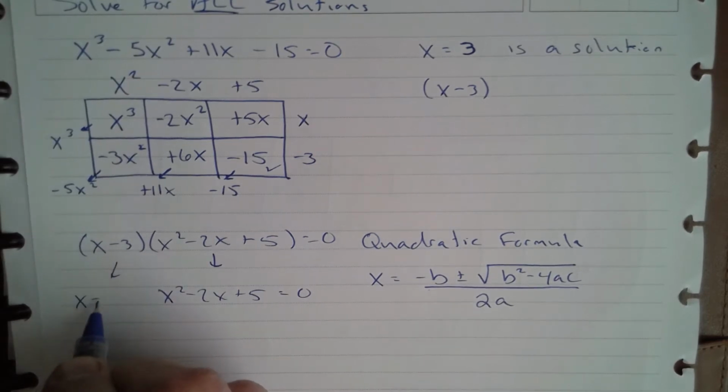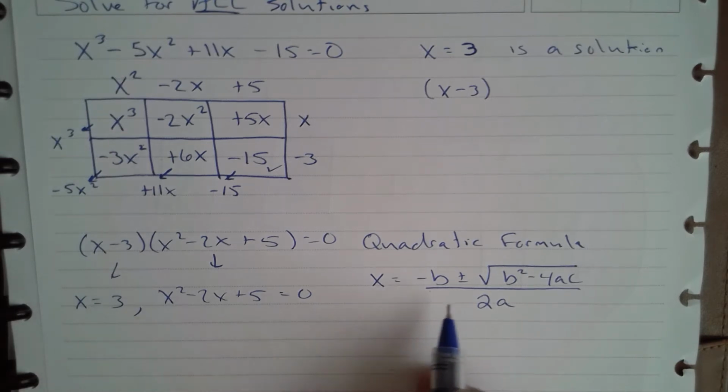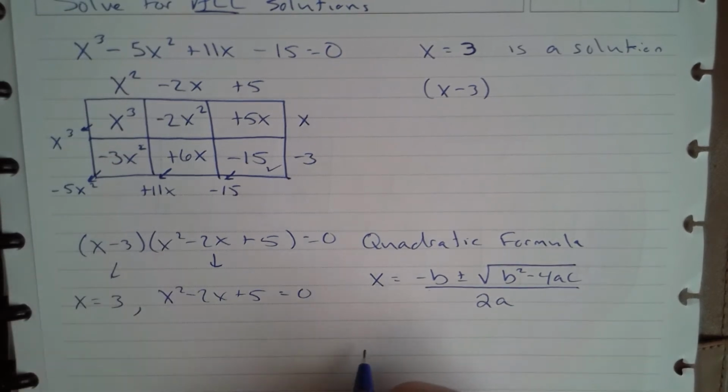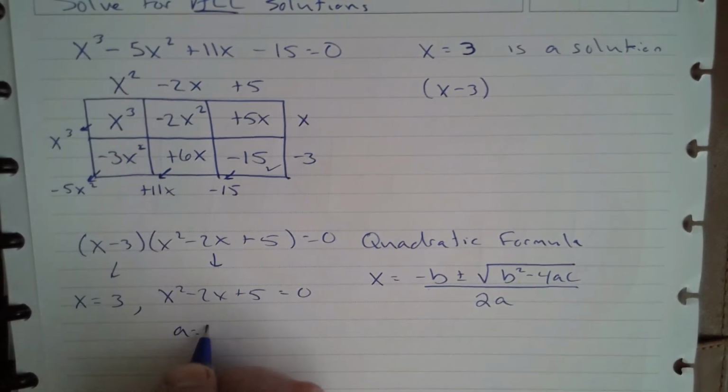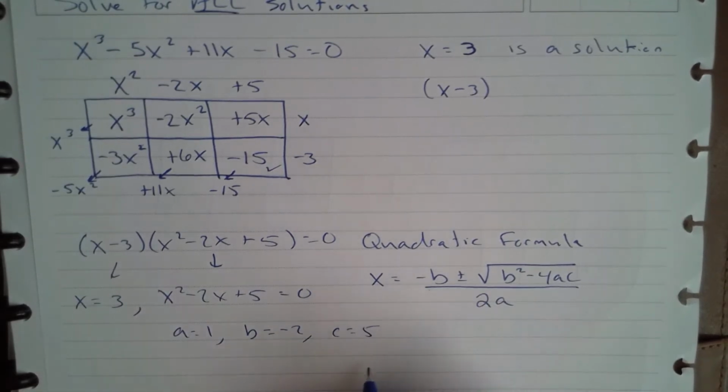This one we know already gave us the answer x equals 3. But this is going to give me two solutions. We can't get it from factoring, so we'll need to use the quadratic formula. In this case, my a value is 1. My b value is negative 2. And my c value is 5. So I'll plug that into the quadratic formula.